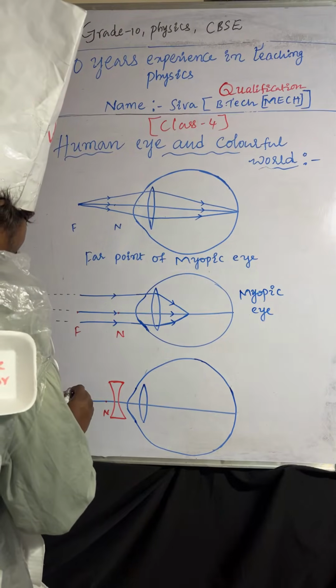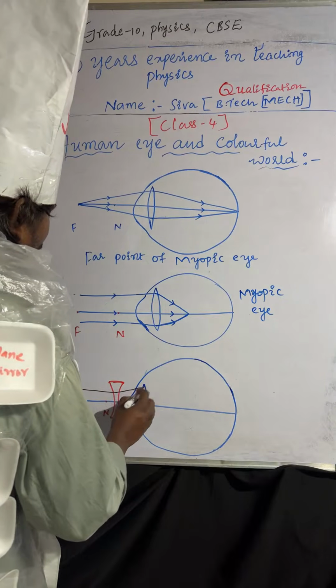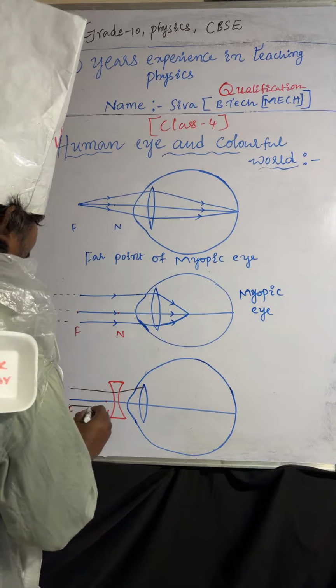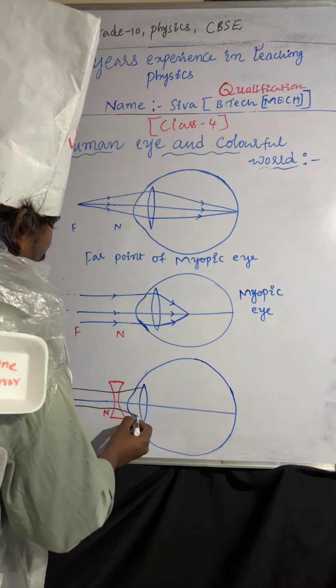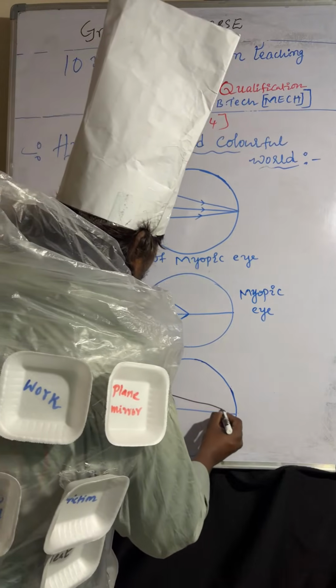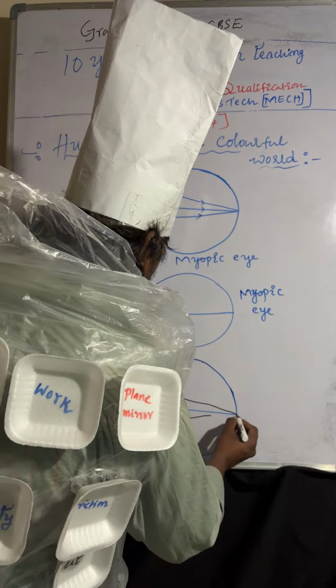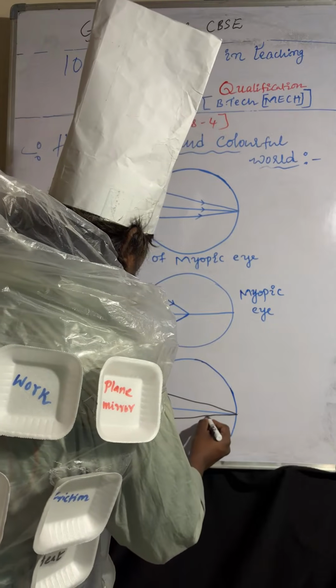So you can see these light rays after the lens. Actually, you have to show the diverging nature like this. And here also you have to show the diverging nature like this. And here also you have to show the diverging nature. Okay.